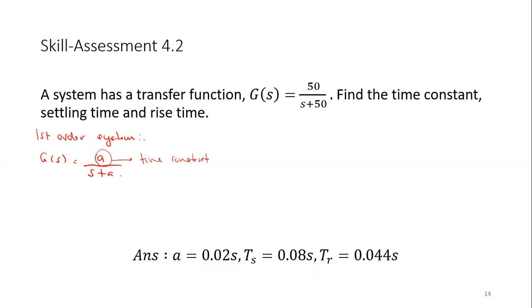So from this, you should be able to find the settling time and also the rise time. Okay, so T is equal to 1 over a, right? So what do you get here? 1 over 50, you will get 0.02 second, which is the time constant, 0.02 seconds. Okay, so the settling time, Ts, is equal to 4 over a, which is equal to 4 divided by 50. And Tr is equal to 2.2 over a, which is 2.2 divided by 50.